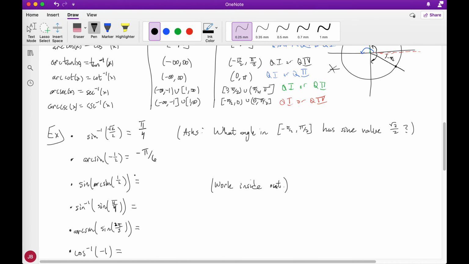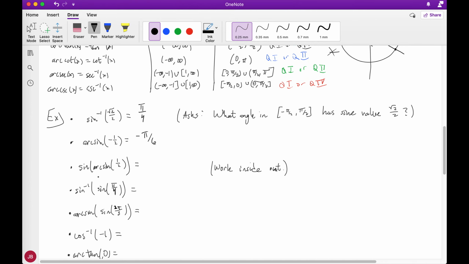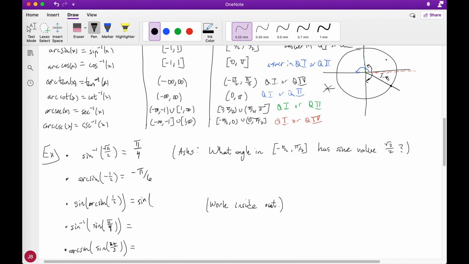Okay, so now when you have compositions of trig and arctrig functions, you want to work inside out here. So first let's find the arcsine of 1/2. Well, if you look here, the arcsine of 1/2 is going to be pi over 6, and so we're plugging that into this sine function. And so now the sine of the arcsine of 1/2 is really the sine of pi over 6, which is, well, 1/2, right?